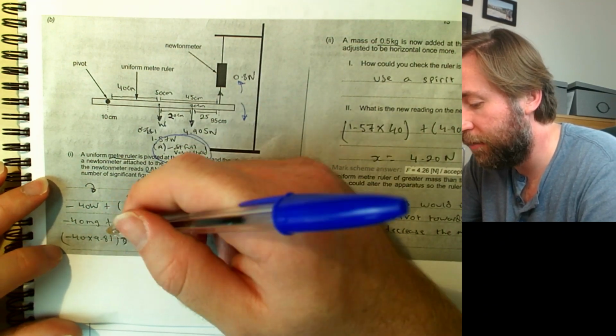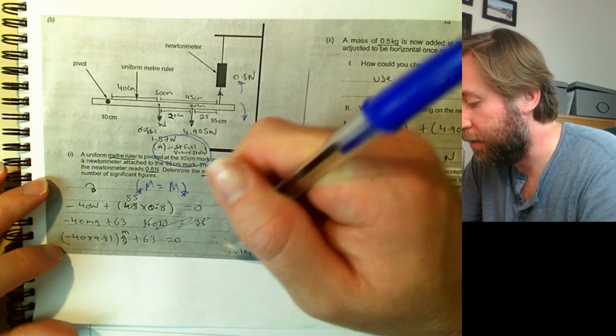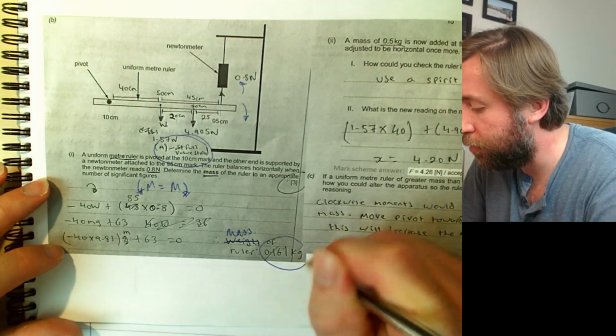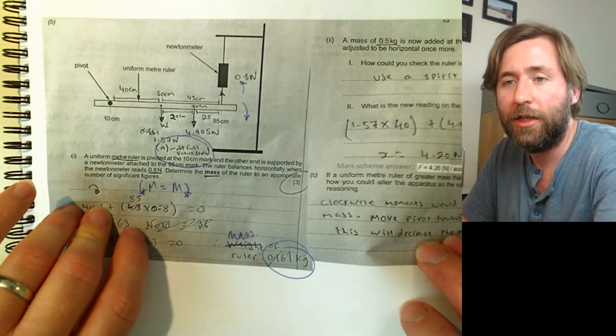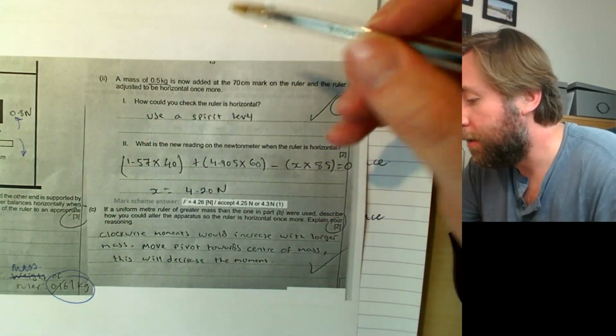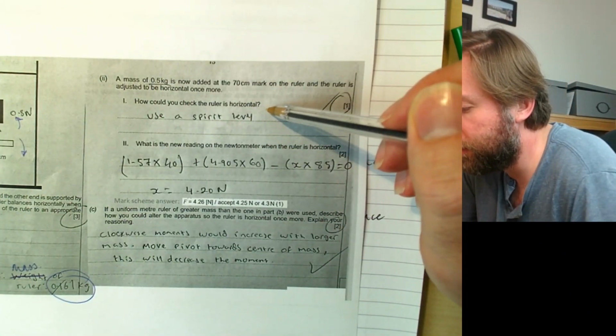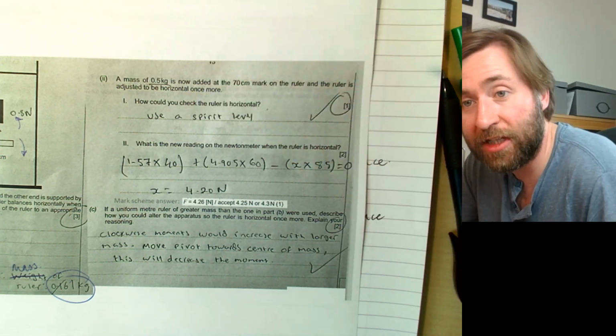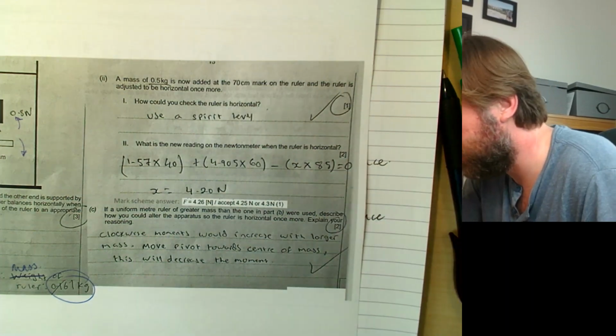So you need to rearrange for m, and then you get, it should really say the mass of the ruler, but it would get the mark because it's got 0.161 kilograms, right? Then how can you check the ruler is horizontal? Use a spirit level. Okay, that's absolutely fine. You could use a set square and a plumb line, but probably that's the most straightforward one.